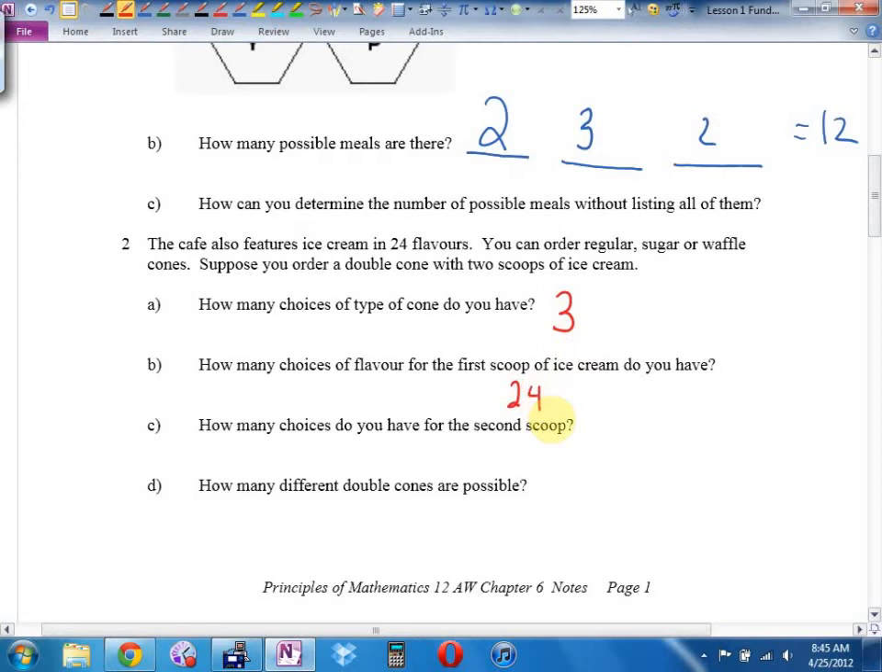Well, now it depends. It depends on, am I allowed to use the same flavor twice? Often they'll tell you in the question whether you can or can't, but sometimes they'll ask you to just use your common sense. Can you put the same flavor of ice cream on an ice cream cone? Is there some law against that? No? Then I think you have 24 choices for the second scoop too. How many different cones are possible?